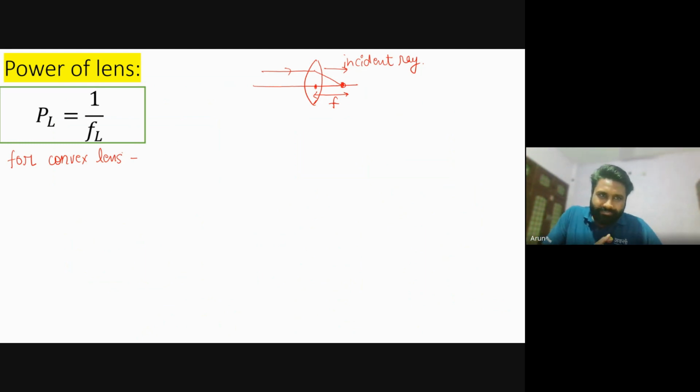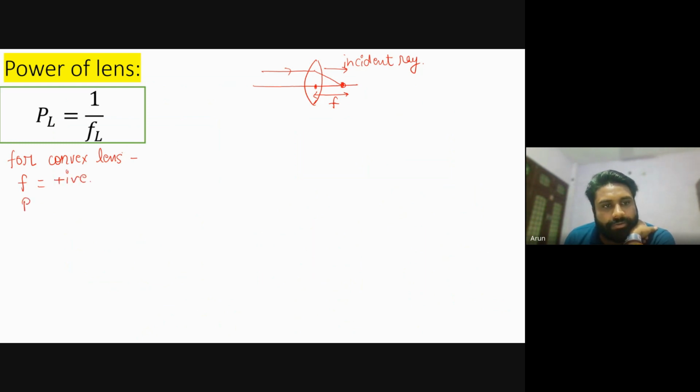Tell me, what is the focus for a convex mirror? Is it positive or negative? It is positive because it forms the virtual image. So the focus will be measured from this in the direction of the incident ray. The same goes for this. I'm just testing your knowledge. So the convex lens focus is positive.